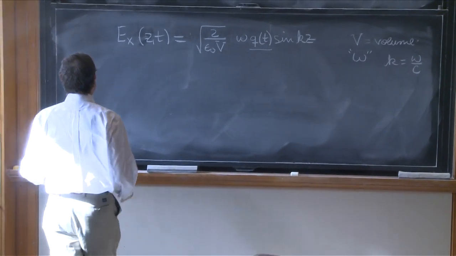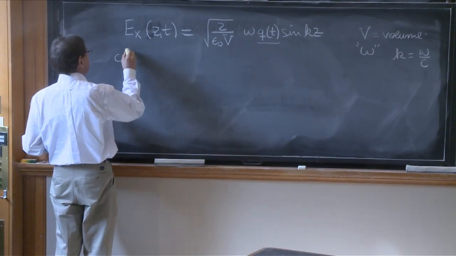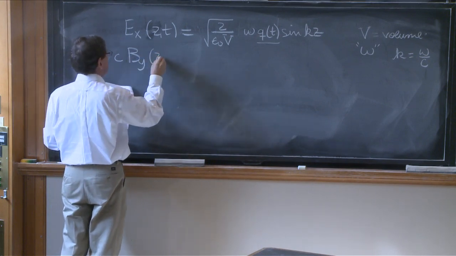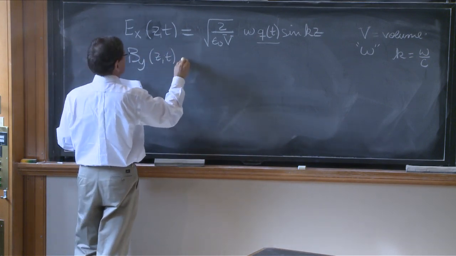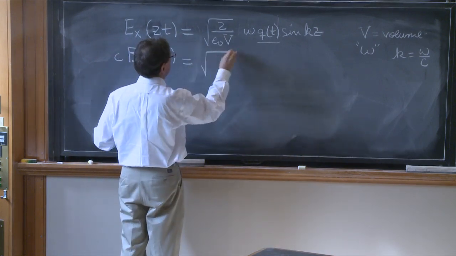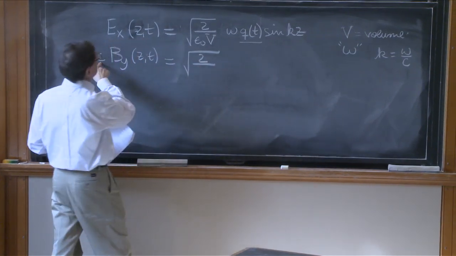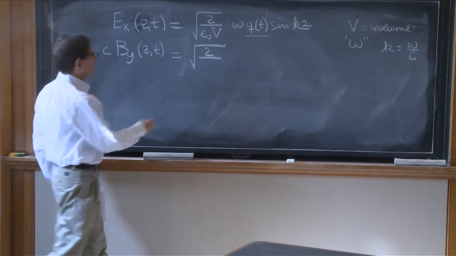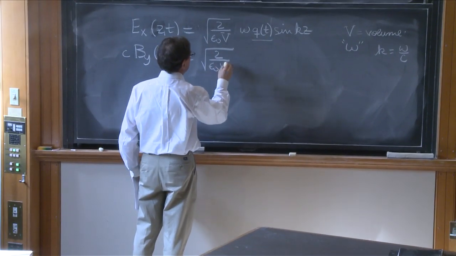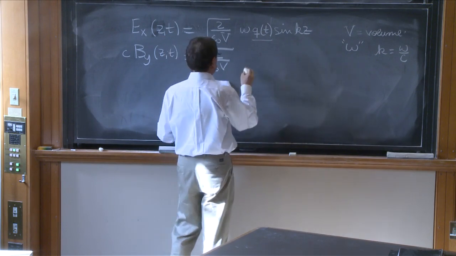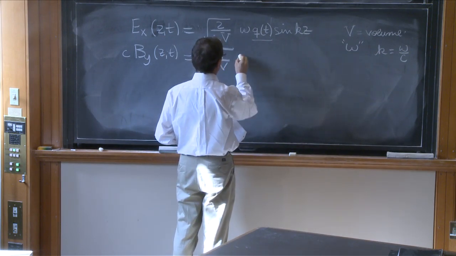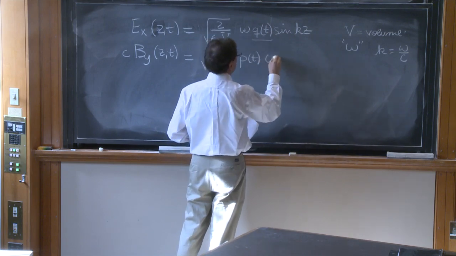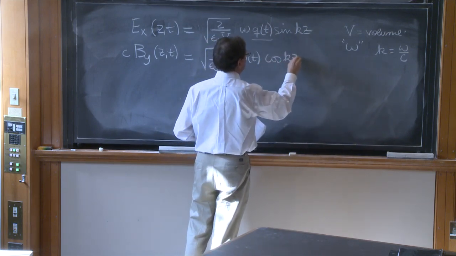There's going to be a magnetic component to this field, By. c times By will also depend on z and t, and we'll have the same prefactor. I put a c here so that the c squared B squared also works well. Epsilon 0 V. This time, I'll put another function, p of t, cosine of kz.